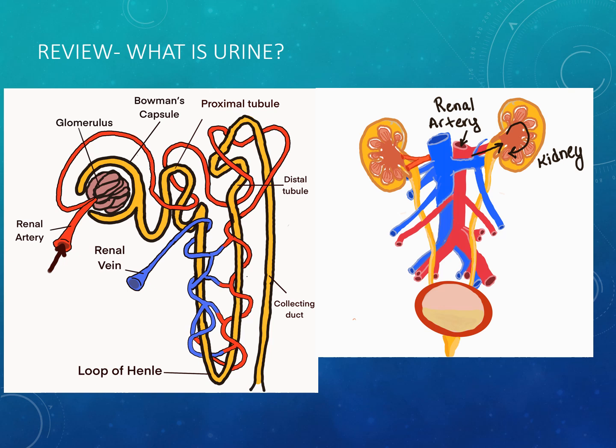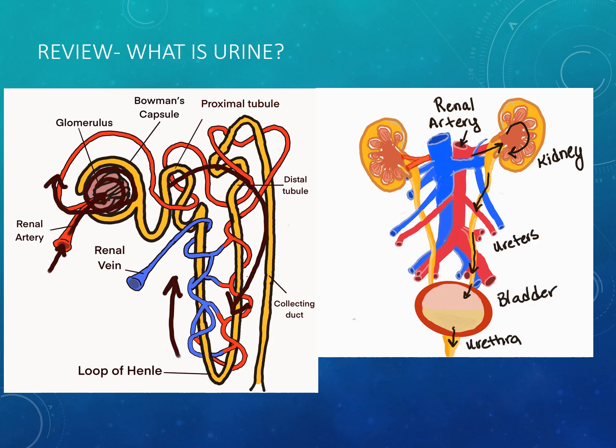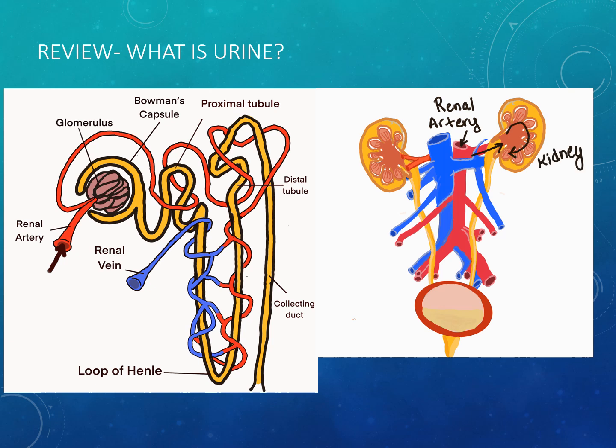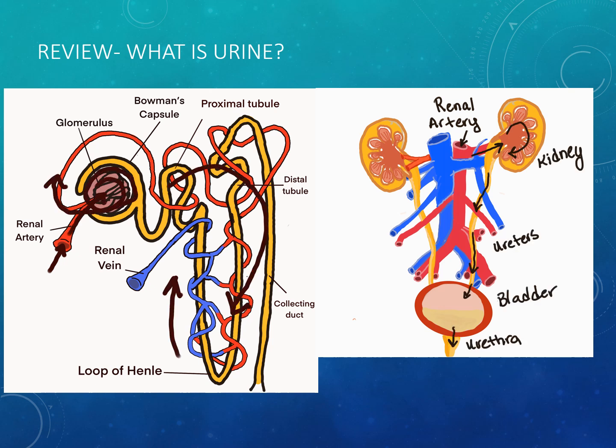So what is urine exactly? It is a liquid or semi-solid waste product that the body excretes through the urethra. The kidneys produce urine by filtering waste and excess water from the blood, which is then stored in the bladder until it's released through urination.